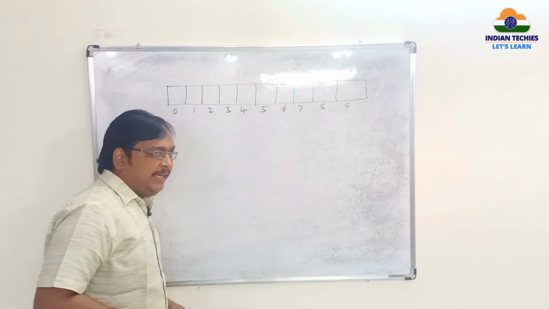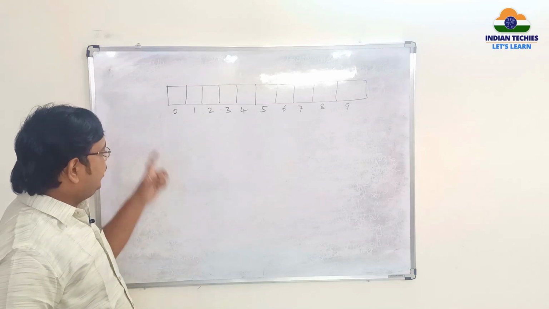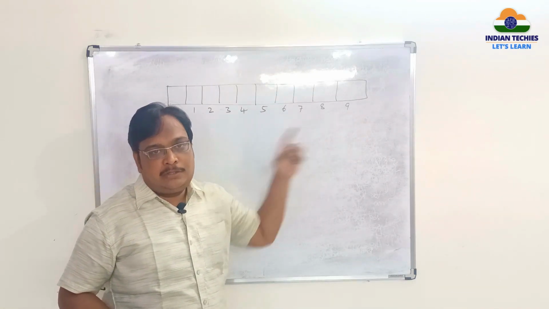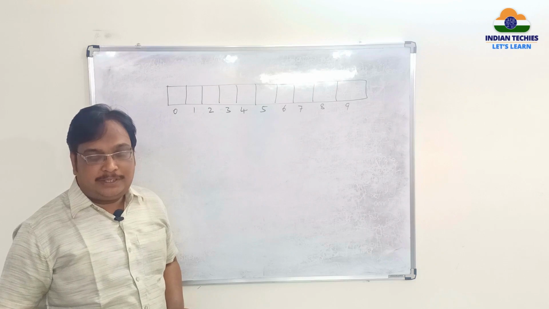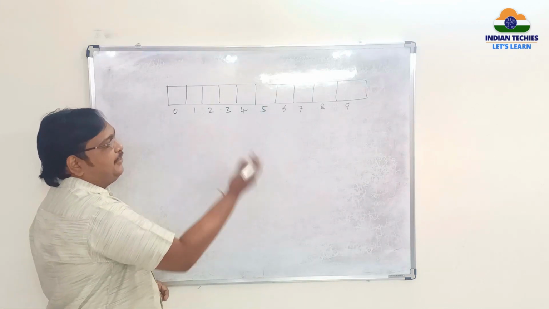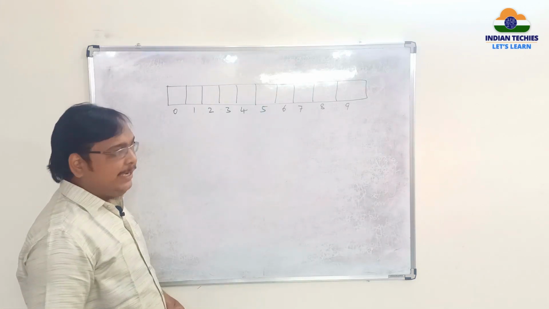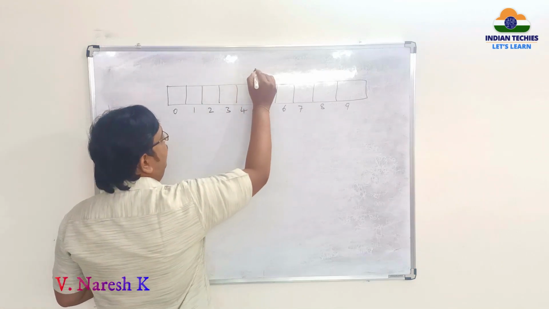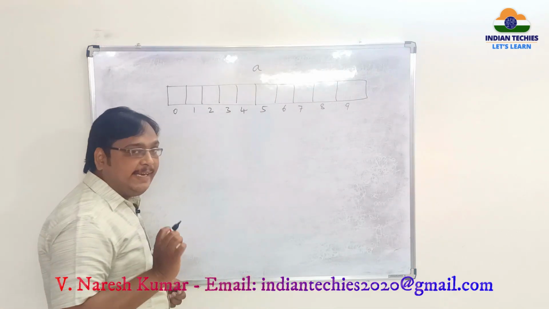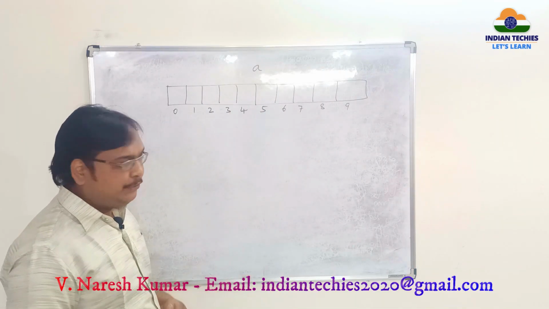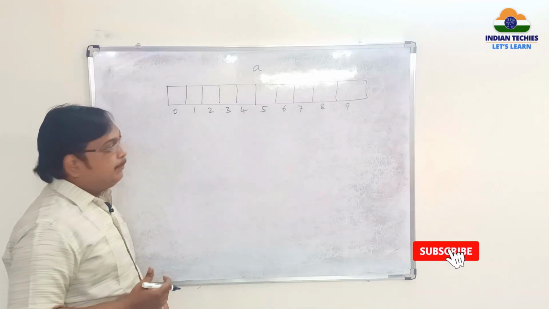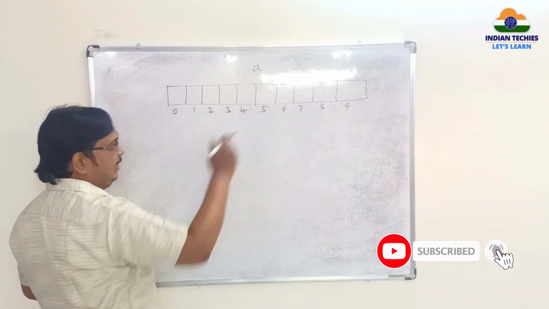As we all know, an array always starts from the 0th position and ends with last minus 1. So the total is 10. Now I am entering some values. Let me consider the name of the array as A, whatever name you keep, just for easy purpose.